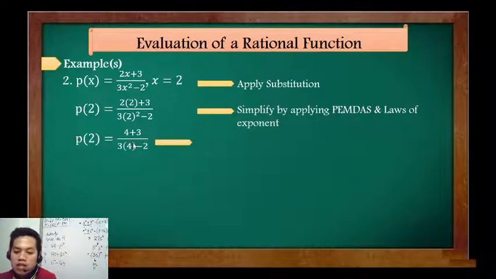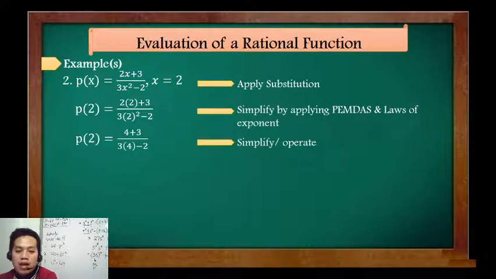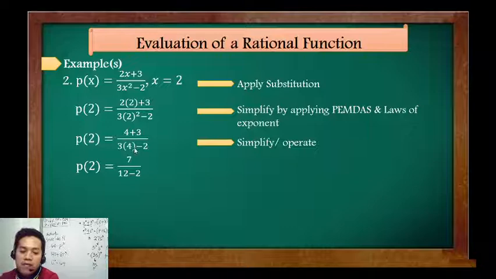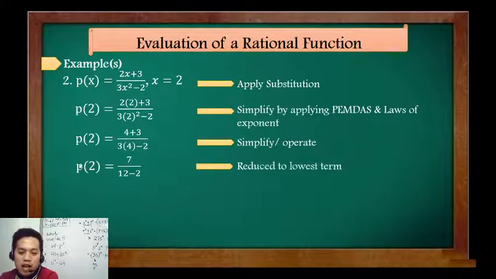Then next to this, simplify. Operate. We have p of 2 is equal to 7, since 4 plus 3 is 7. Then 3 times 4. Since they are side by side, it indicates multiplication. So 3 times 4 is 12. Copy the negative 2. So that is why we have 7 over 12 minus 2. Then after this one, we need to reduce to lowest term. So 7 over 12 minus 2: copy the 7, and 12 minus 2 is 10. So therefore, p of 2 is equal to 7 over 10.